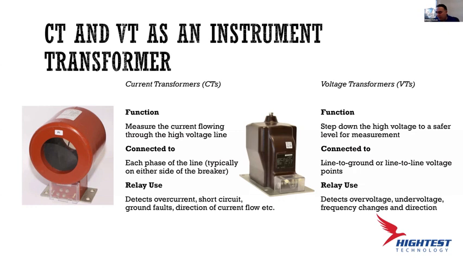the function is to step down the high voltage to a safer level for measurements, from the high voltage to a certain level, let's say, connected to line to ground or line to line voltage points. And the relay detects overvoltage, undervoltage, frequency changes, and directions. Basically, the relay is just using CT and VT to get information from the line. And if it detects anything, it sends orders to the circuit breakers for opening or closing.